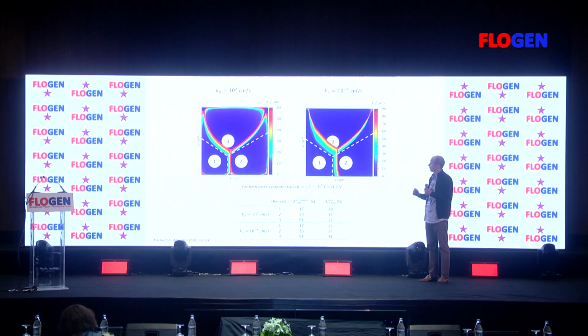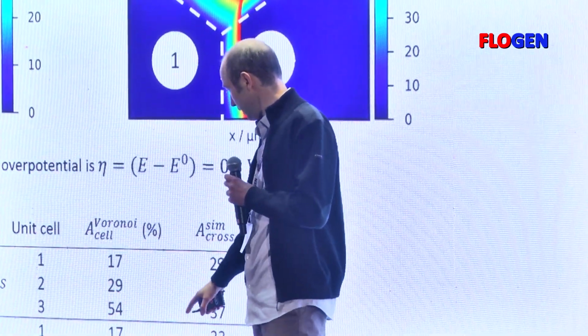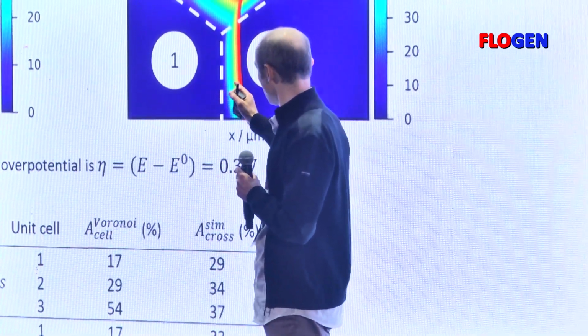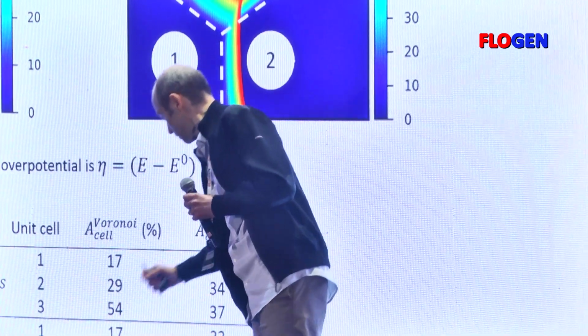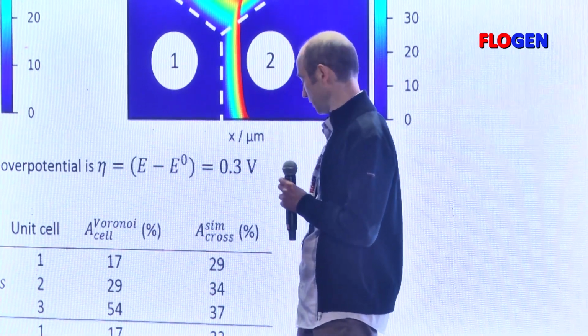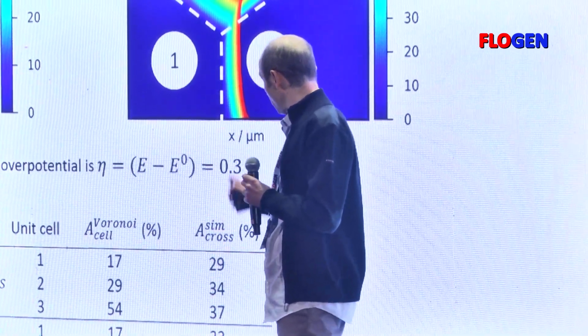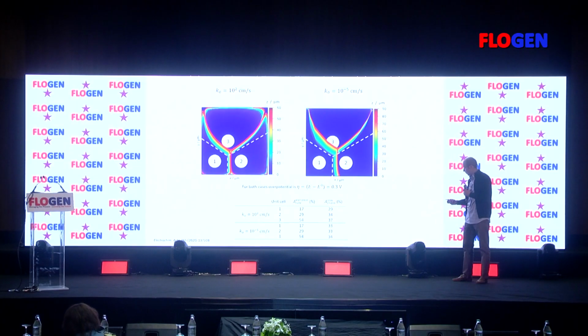And for the fast kinetics, we see that the numbers are not really equal, but the tendency is exactly the same. So we have a kind of equilibration between the surface areas of the unit cells, in order to be more or less equally distributed.